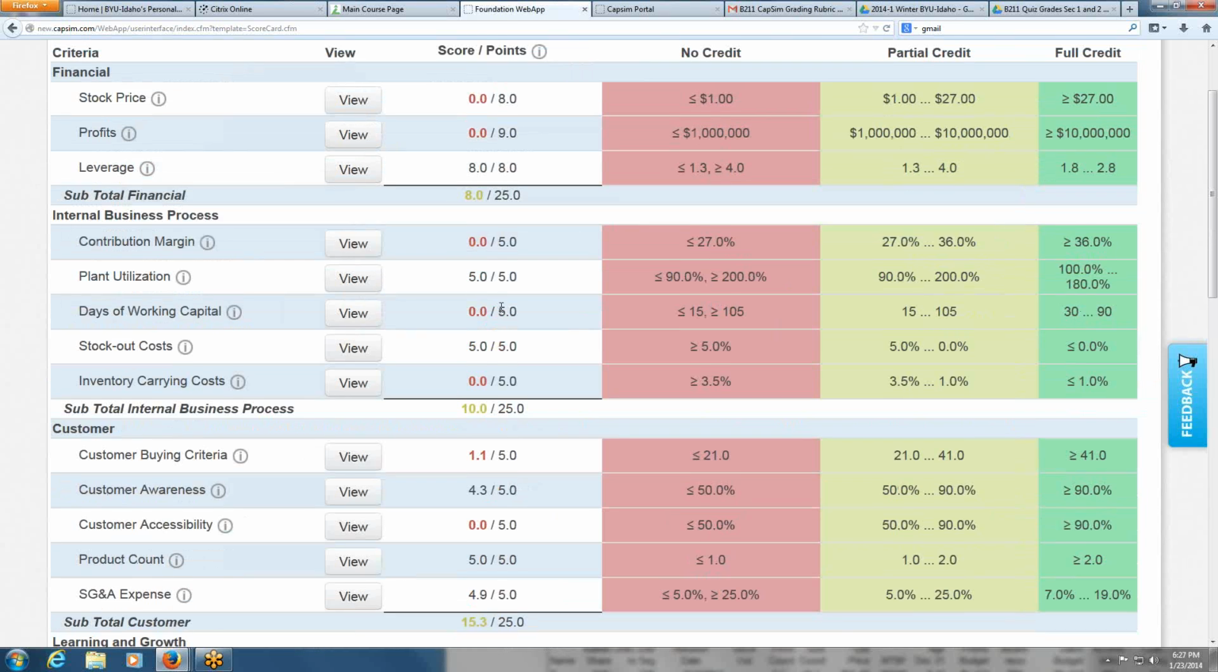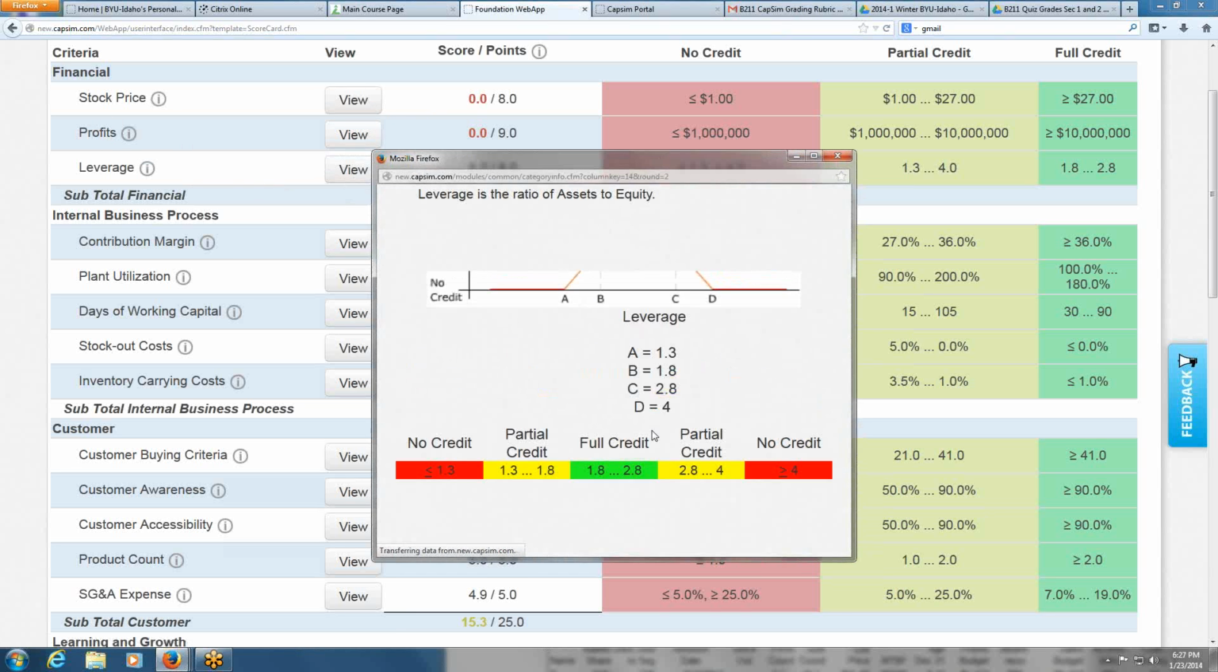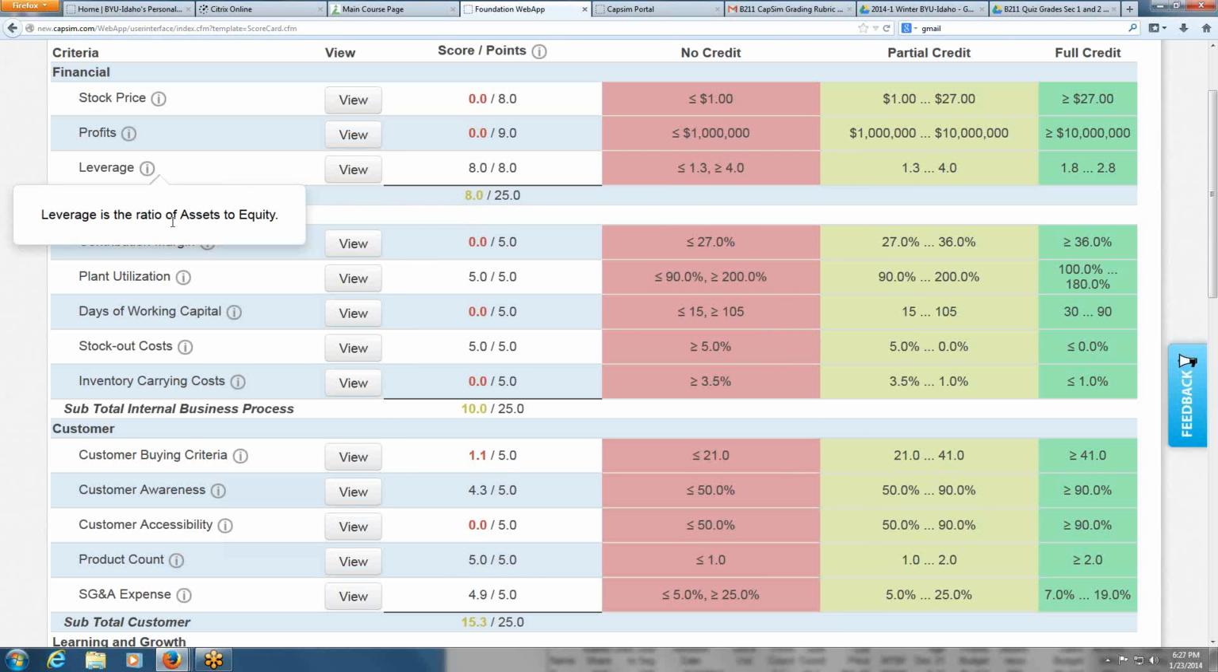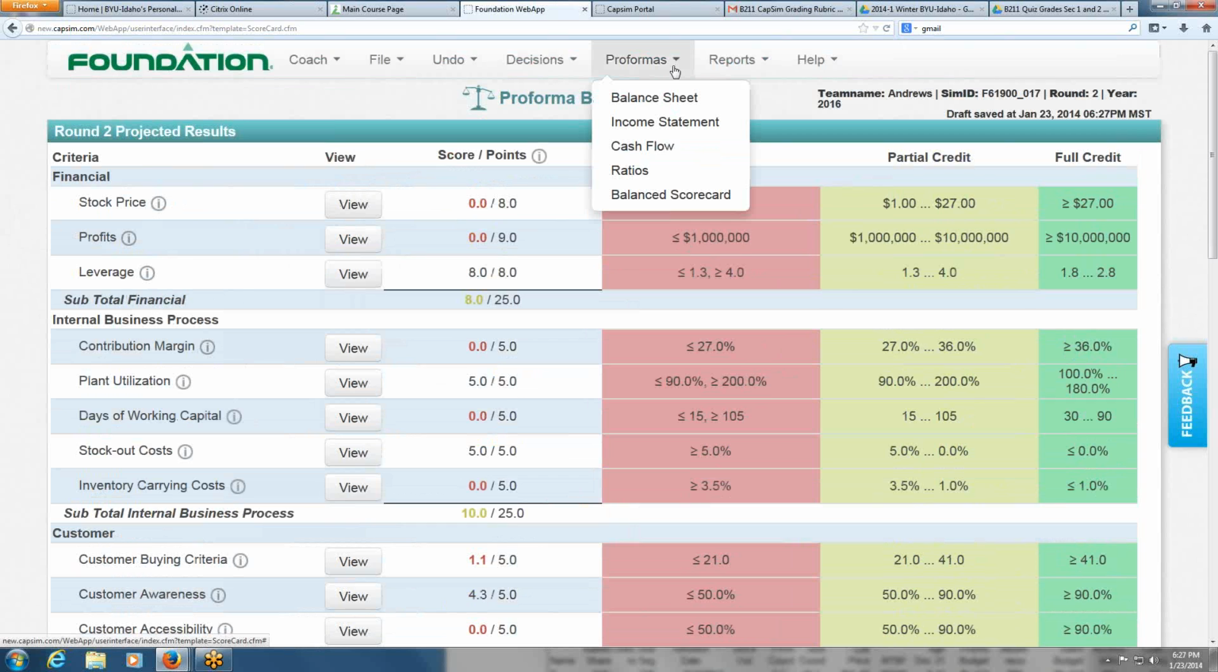So you're going to go through and you're going to say, hey, I want my stock price to be up. I want my profits to be up. I know how to do that. I can raise those just by making my product more able to sell better. But how do I figure out my leverage? It says my leverage needs to be in between 1.8 and 2.8. But what is leverage? I don't even know. It says ratio of assets to equity. I don't even know what that means. So you're going to go to your performas, and you're going to look at your ratios.